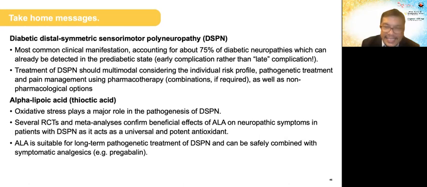or thioctic acid. So thioctic acid, oxidative stress plays a major role in the pathogenesis of distal symmetric polyneuropathy, and several randomized controlled trials and meta-analysis confirm benefits of alpha-lipoic acid on neuropathic symptoms in patients with distal symmetric polyneuropathy, as it acts as a universal and potent antioxidant. Also have to remember that it is suitable for long-term pathogenic treatment of distal symmetric polyneuropathy and can be safely combined with symptomatic analgesics like your pregabalin.